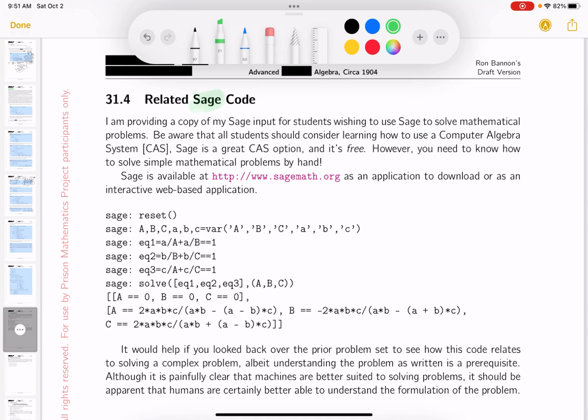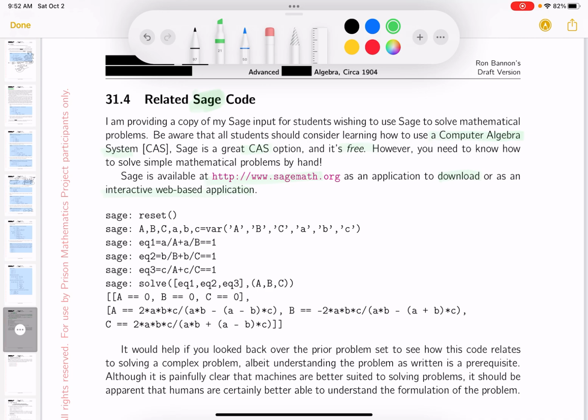What's SAGE? It's a computer algebra system, or a CAS. It's free. Go to this website over here. You can download it or use an interactive web-based application. And what are these things over here? It's me solving a word problem from this set, where SAGE does a really good job of it. But the bottom line is SAGE does not formulate the problem.